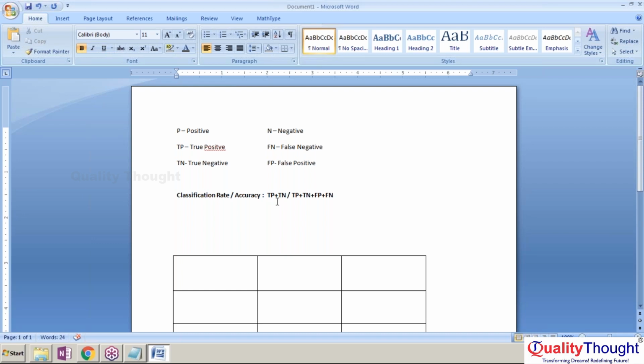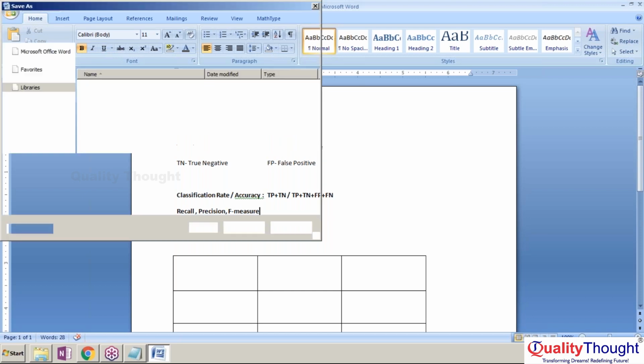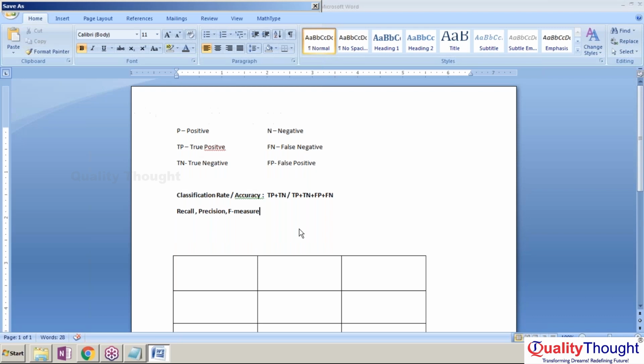We understood the accuracy. Apart from accuracy, we have recall. What do you mean by recall? And what do we mean by precision? Okay. And also what do we mean by F measure? So recall, precision and accuracy are very important to understand here.